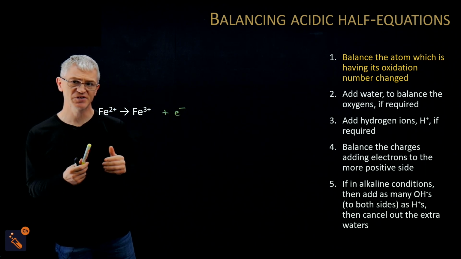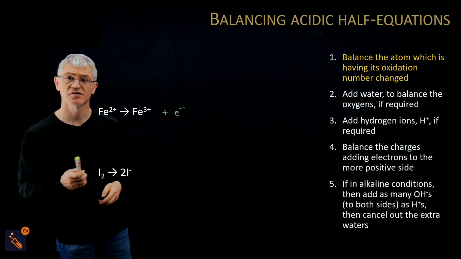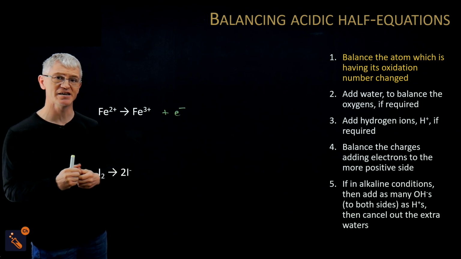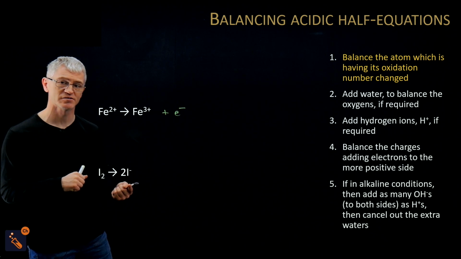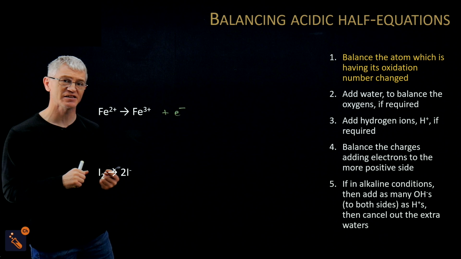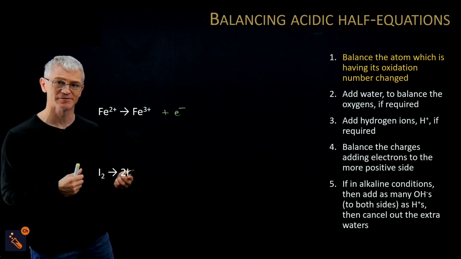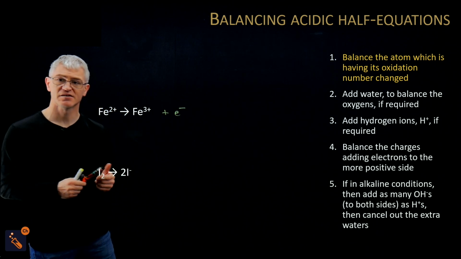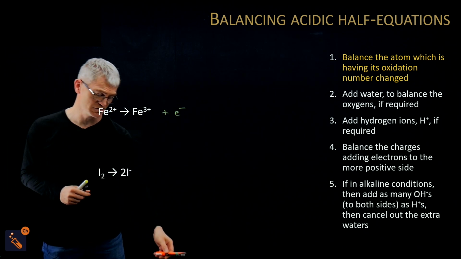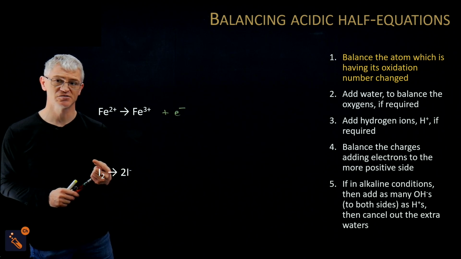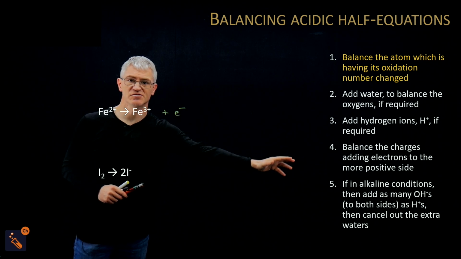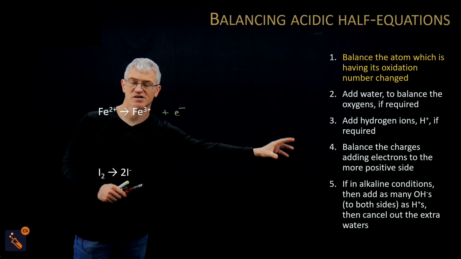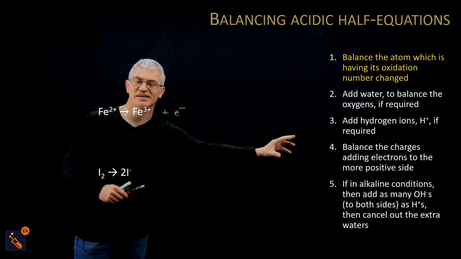Now, we go on to the next one: I2 going to 2I-. Again, balance the atom that's having its oxidation number changed. Well, this is 0 because it's an element, and this is -1. So that's having its oxidation number changed, so I need to balance it. In this case, it's already balanced: I've got 2 I's and 2 I's there. Then, none of the oxygens, none of the hydrogens, and then add electrons to the most positive side.